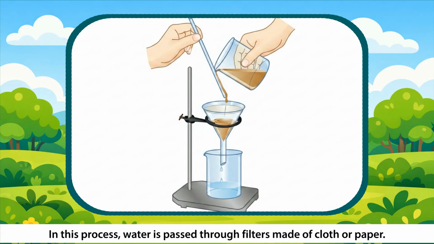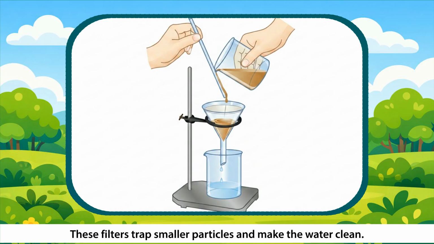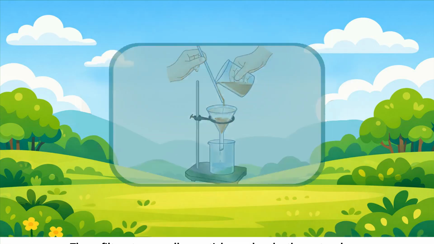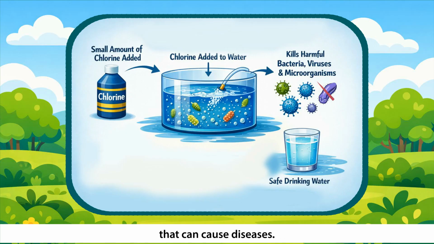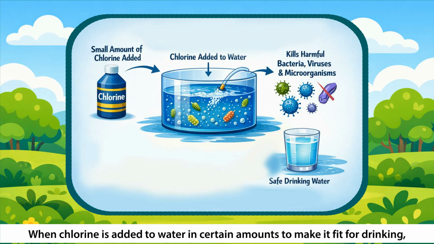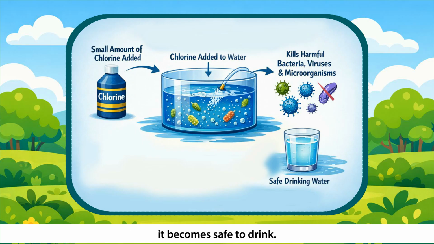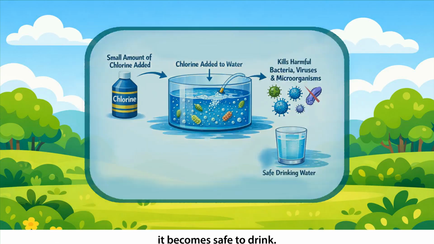Filtration. In this process, water is passed through filters made of cloth or paper. These filters trap smaller particles and make the water clean. Chlorination. In this method, a small amount of chlorine is added to water. Chlorine kills harmful bacteria, viruses, and other microorganisms that can cause diseases. When chlorine is added to water in certain amounts to make it fit for drinking, it becomes safe to drink.